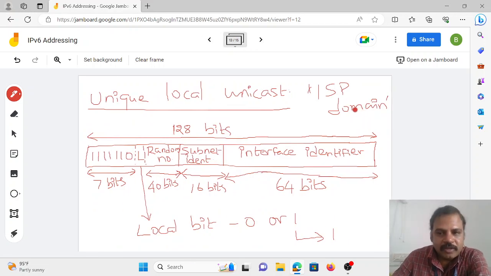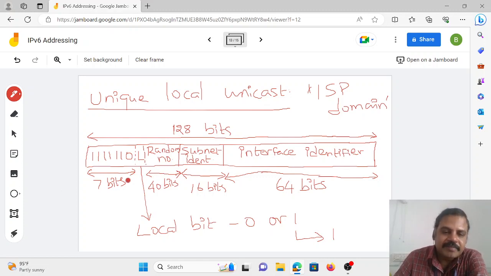So unique local unicast is used within an ISP domain. The 128-bit IPv6 address is divided into the interface identifier, for that 64-bit. So it is the same as global unicast. Then the subnetwork identifier, for that we have given another 16-bit. Then a random number of 40 bits. The first 7 bits, first 8 bits are the prefix.